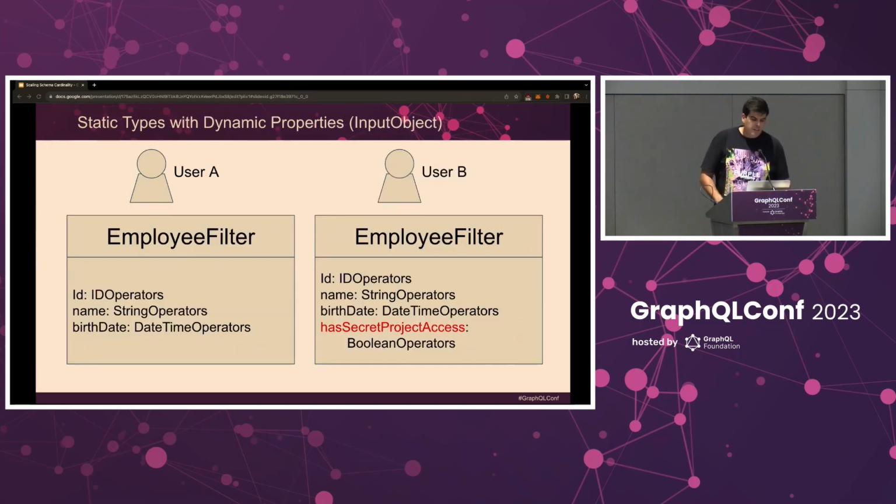And then finally, again, just showing an example of an input object type, employee filter, some way to filter employees within our schema, and they share the same set of input fields, but because user B has access to that secret project, they get an additional input field that shows, okay, I can now do filtering operations on that type. So those are examples of all static types that all users could see, but I can get different properties on those types depending on who I am in the system.